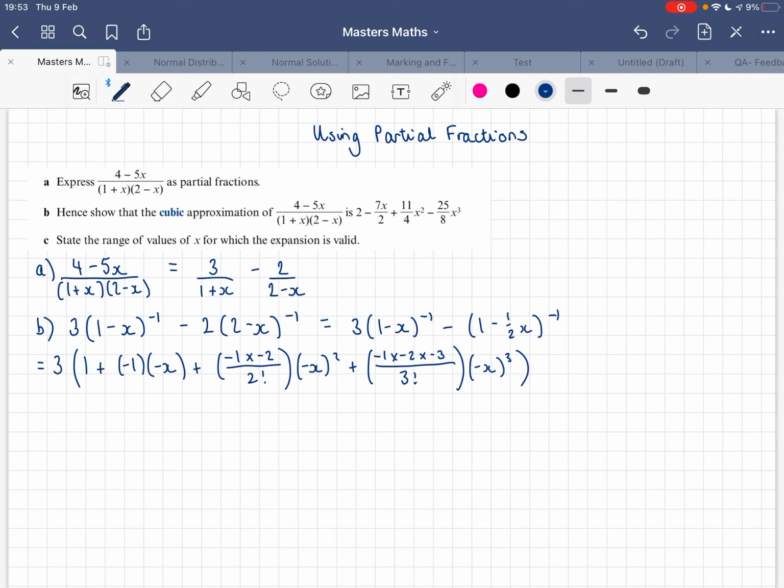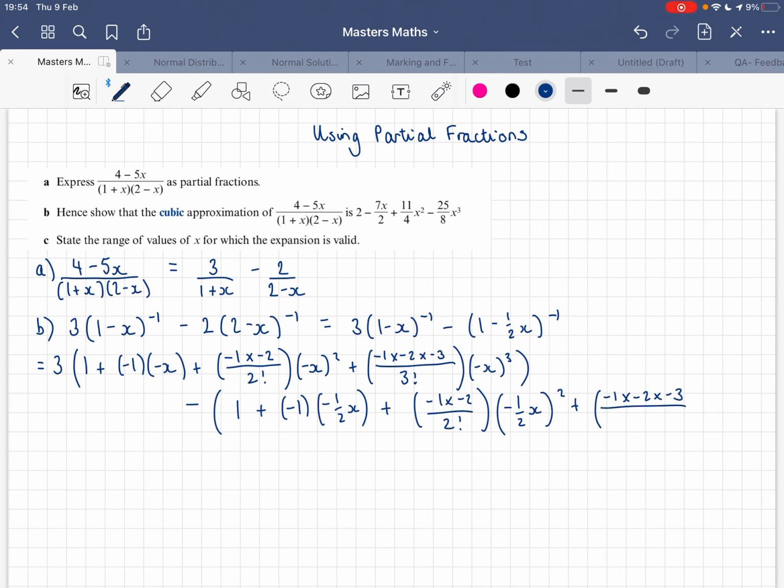The second one we're then going to subtract: 1 minus a half x to the power of minus 1. So we've got 1 plus, again it would be minus 1 multiplied by minus a half x this time, plus minus 1 times minus 2 over 2 factorial multiplied by minus a half x squared, plus minus 1 times minus 2 times minus 3 over 3 factorial, all multiplied by minus a half x all cubed. We then work out each term and then start to collect together the like terms.